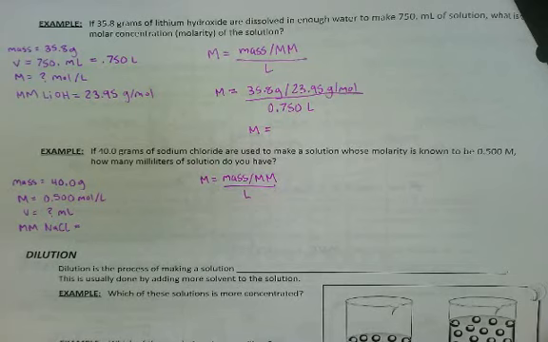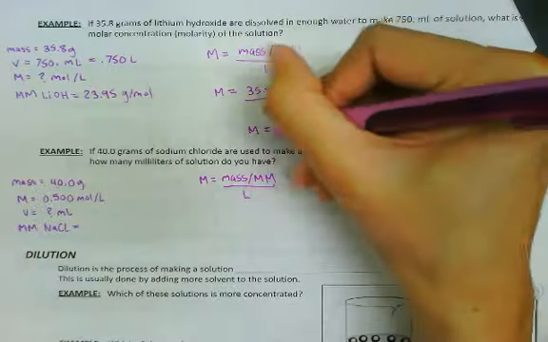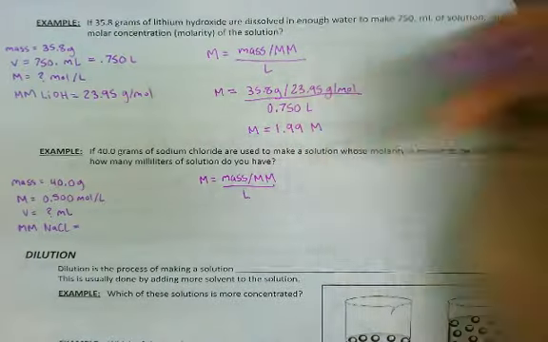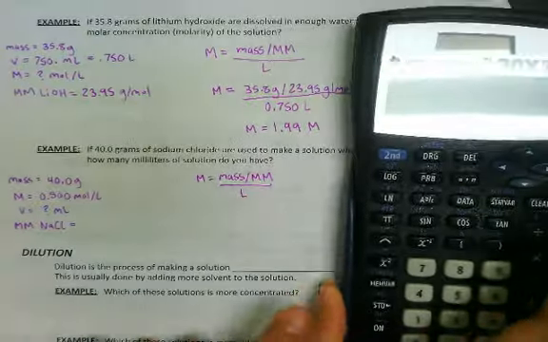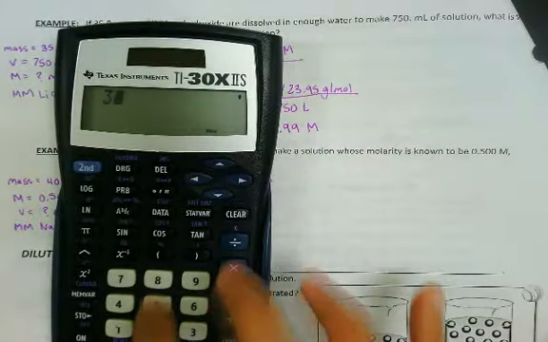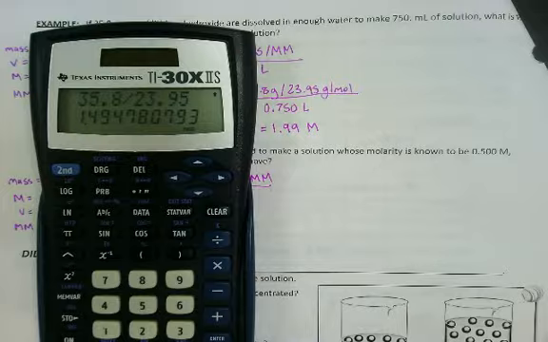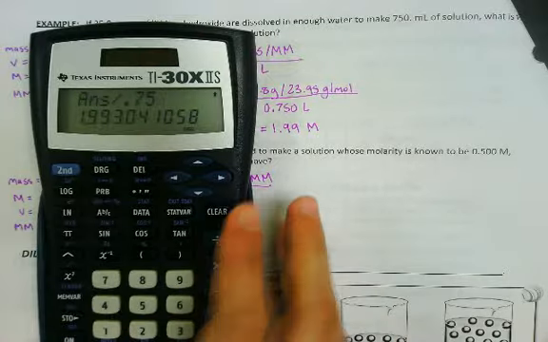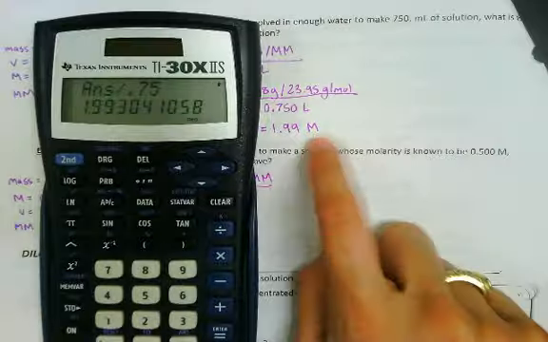Would somebody like to raise their hand and tell me what they got for the molarity? Anybody? Yes, 1.99. So, you should have 35.8 divided by 23.95. And then you divide that by 0.75. You should be able to round that to 1.99, like she said. And then you can put on that M.